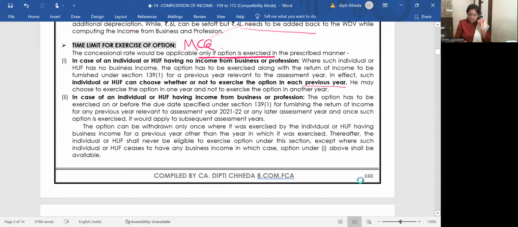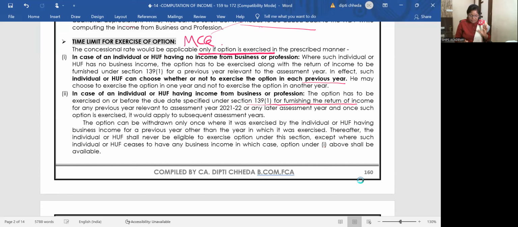Now, if individual and HUF is having business income, option has to be exercised on or before the due date specified under 139(1) for furnishing the return of income for any previous year relevant to assessment year 21, or any latest assessment year, and once option is exercised, it would apply for all the years. This should have been printed in bold. Once you get in, go for it.